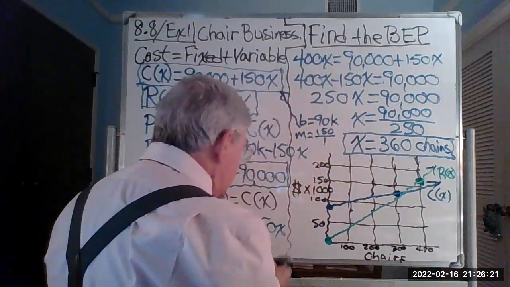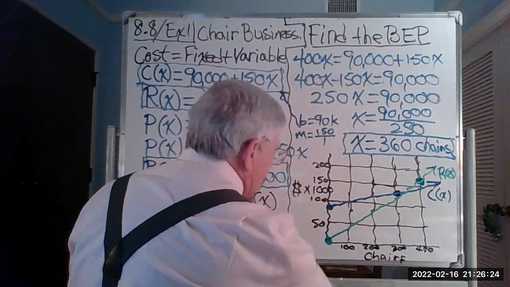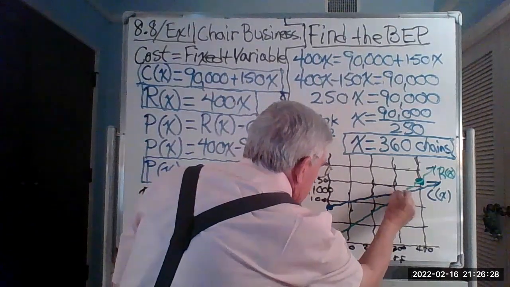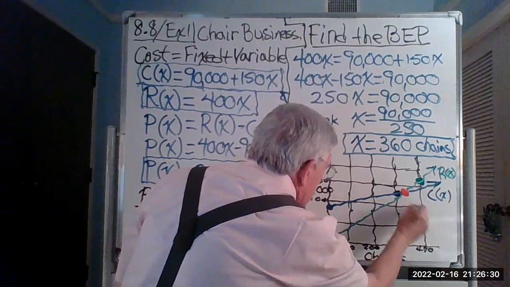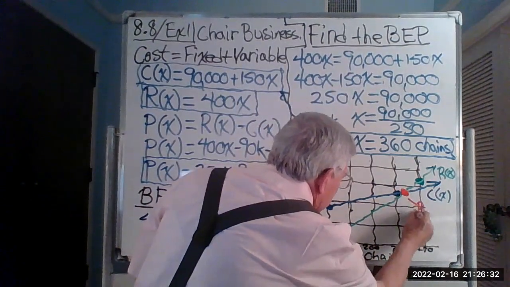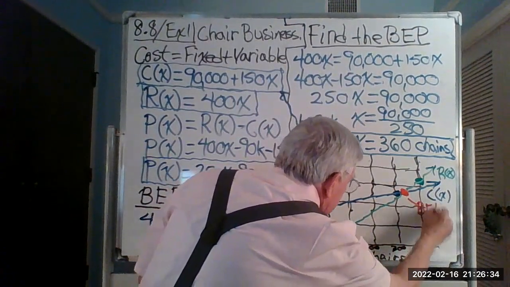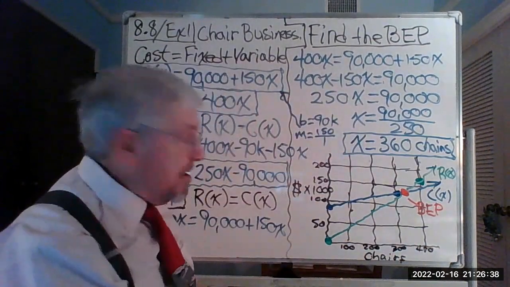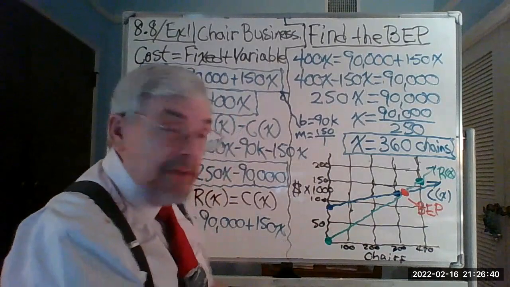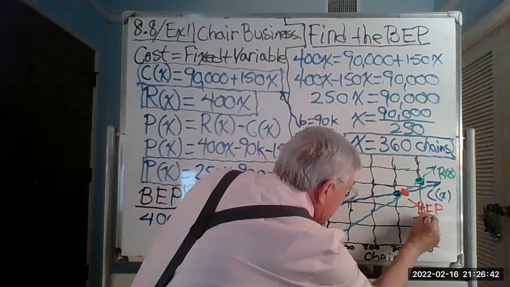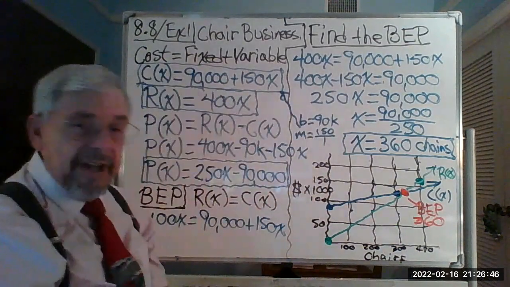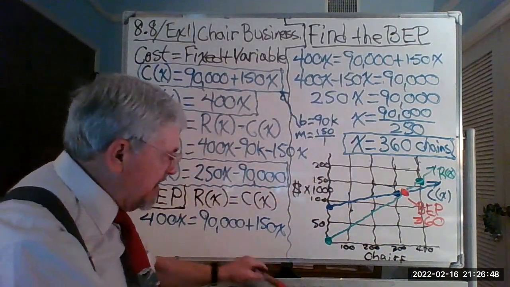And where they cross is the break-even point. Right here is the break-even point. The BEP. And what did I say it was? We calculated it, 360 chairs. Oh, that's not bad. Pretty close, huh? So 360 chairs. So that's how you would take care of it graphically.